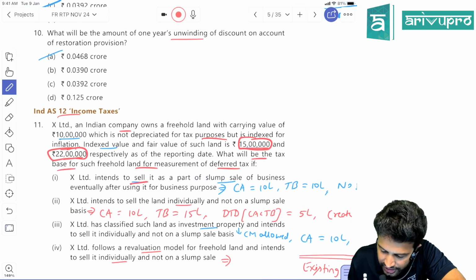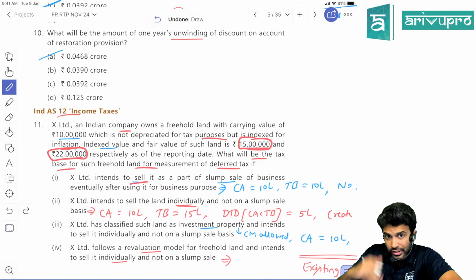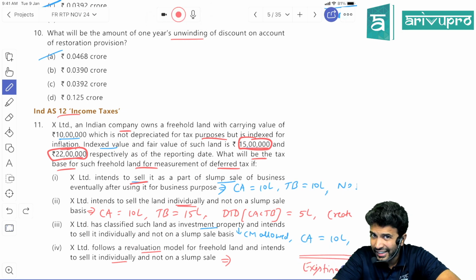Okay. In the second case, they want to sell the land individually. So if you sell it individually, will you get the indexation benefit? Yes.